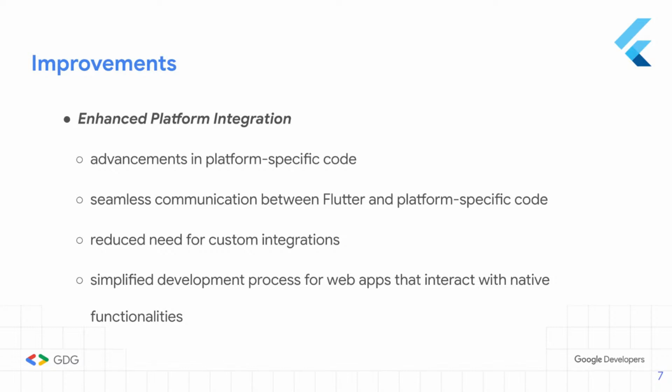So with the advancement of platform specific code, now it has become a lot easier to add the native code. Simplified development process for web apps that interact with native functionalities. So now it's a lot easier to add the platform native code, and you should try this by taking up some personal project and adding native code to the application and see and understand how it works, because I feel that it's very important to learn how to add native code to a Flutter app.